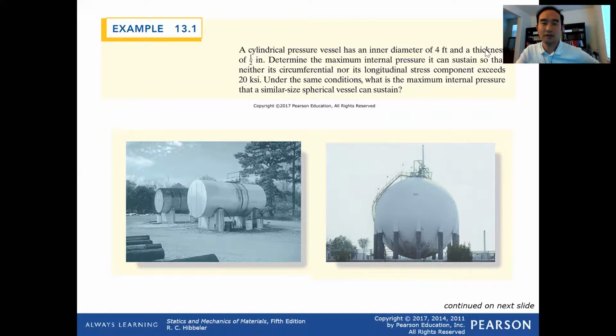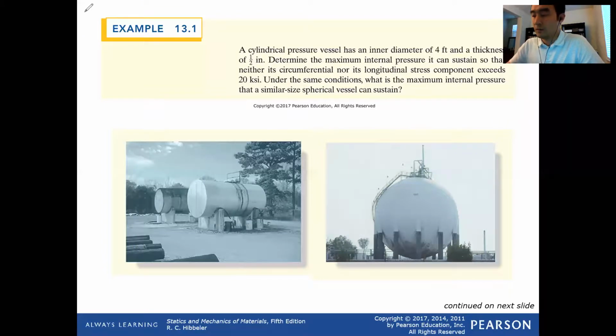The second part is, under the same conditions, what is the maximum internal pressure that a similar size spherical vessel can sustain? All right, so look at the first part first. So use the pen option. Okay, here we go.